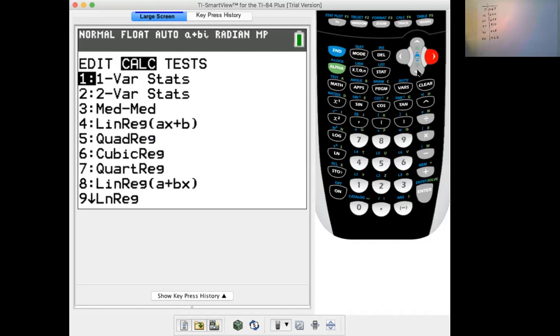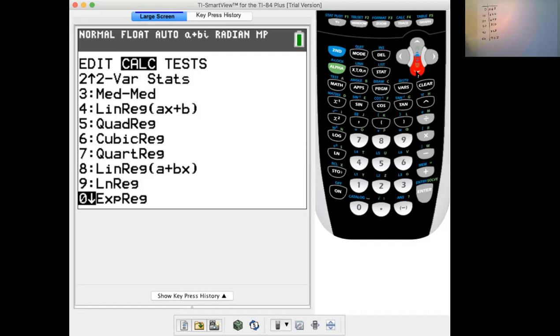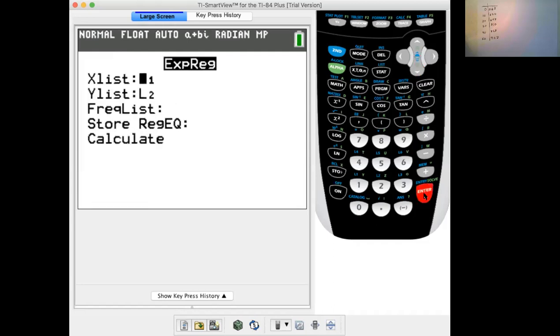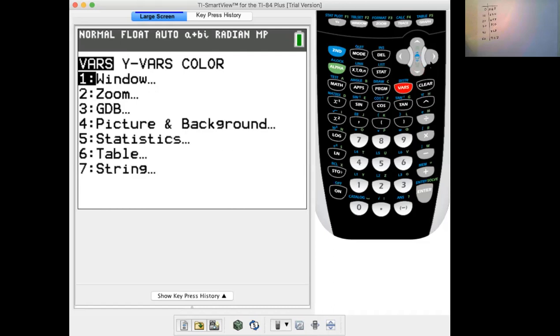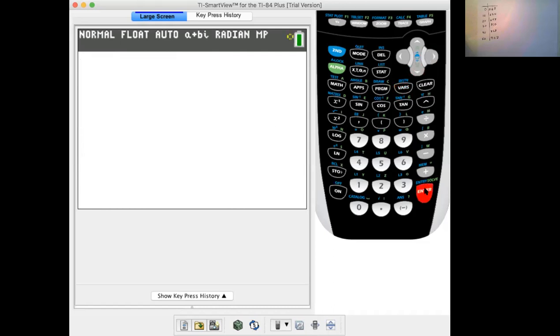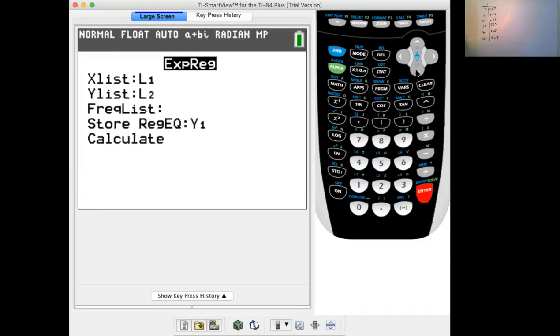I'm looking for a regression. So you'll notice I have a linear regression here, quadratic regression, cubic regression, quartic regression, a different linear regression, a natural log regression, and then an exponential regression. So that's what I want to do. We're going to do an exponential regression on this data. My X list was L1. My Y list was L2. It's not frequency. If I have a frequency diagram, I change that. I can actually store the regression equation. That's a pretty good idea. You don't have to do this. But vars, y vars, function, y1, this will store the regression equation in y1. And then calculate it, and we get it.